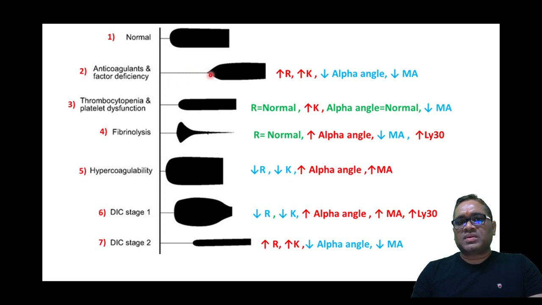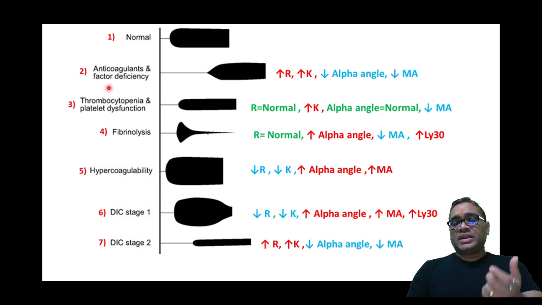What is the R time here? Is it normal or increased? It is increased. So if R time is increased, it means a clot factor deficiency, right? Clot factor deficiency is due to either an anticoagulant, heparin or warfarin you are using, or there is hemophilia. So if the patient is on heparin or warfarin, then also he will have this kind of clot factor deficiency, or he may have an original disorder like hemophilia or some other clot factor deficiency disorder.